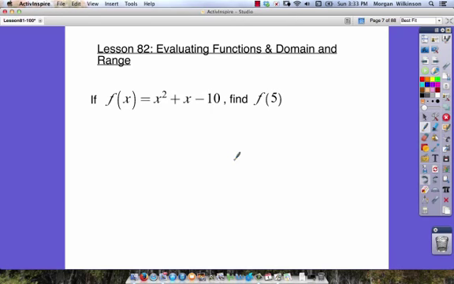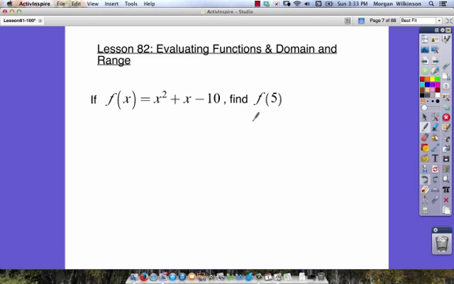Lesson number 82 is about evaluating functions and domain and range. And now, to begin, we're going to evaluate some functions. Our first function says, if f of x is equal to x squared plus x minus 10, we have to find f of 5.